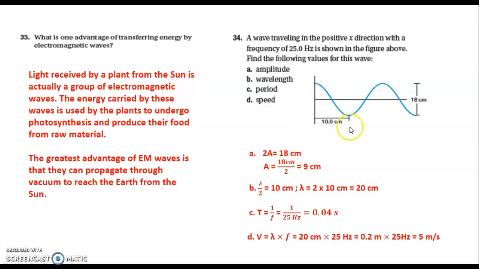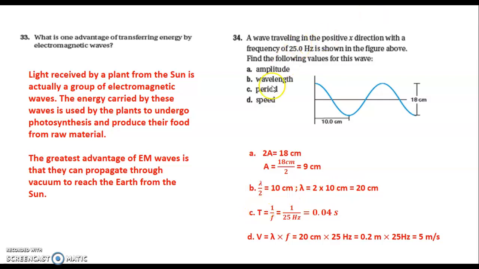Now the wavelength. The wavelength by definition is the distance covered by the wave during one cycle. It is the distance between two consecutive crests or two consecutive troughs. However, here we are given the distance between a crest and a consecutive trough, so this is half a wavelength. So 10 centimeters represents lambda over 2, then you do cross multiplication. Lambda is equal to 2 times 10 centimeters, equal to 20 centimeters.